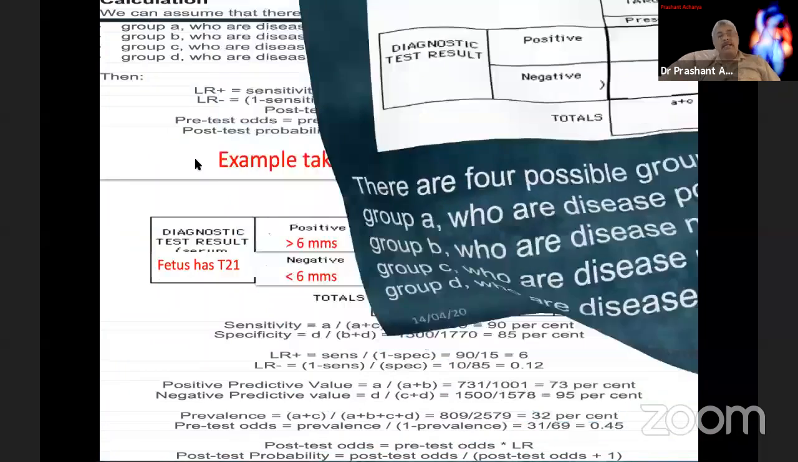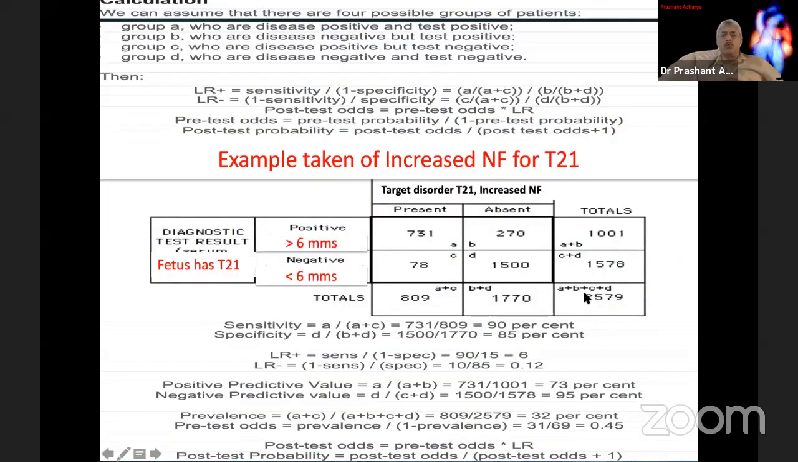So we have taken one group of 2,579 patients, and we have evaluated the same nuchal fold thickness, and we could find out that there are 731 fetuses which had more than 6 millimeter of nuchal and which had Down syndrome. But there are 270 patients who had more than 6 millimeter nuchal, but they did not have Down syndrome.